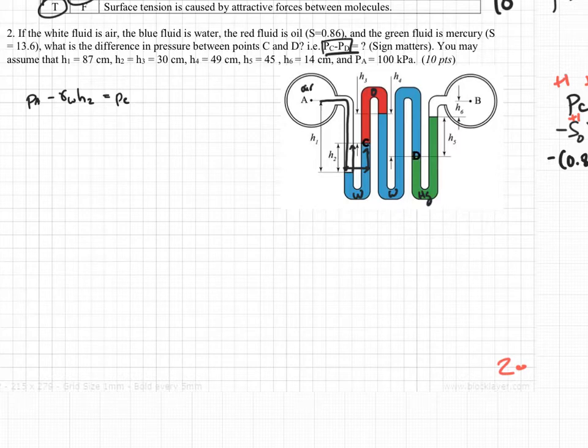I know the pressure at A is 100 kPa. Let's work downwards, because this became a problem for some of you later on in the test. So 100 kPa, 100,000. Let's zoom in so we can get pretty close here.